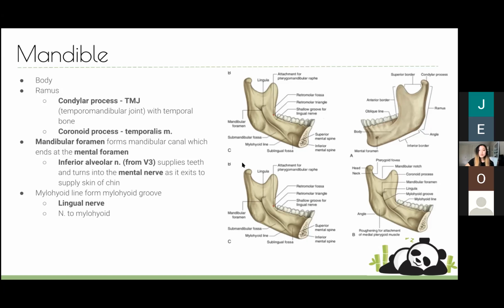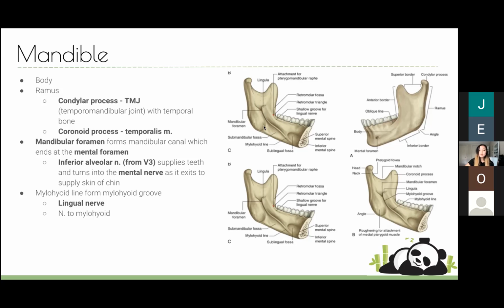You've got a mandibular foramen over here, which goes into the bone, forms a mandibular canal, and then ends at the front as the mental foramen here. So what goes into your mandibular foramen is your inferior alveolar nerve, which comes from the third branch of your trigeminal. And that supplies your teeth as it goes through, as you can see. So you can kind of imagine it going underneath your teeth. And then it comes out your mental foramen and it's renamed the mental nerve, and it supplies the front of your chin here.